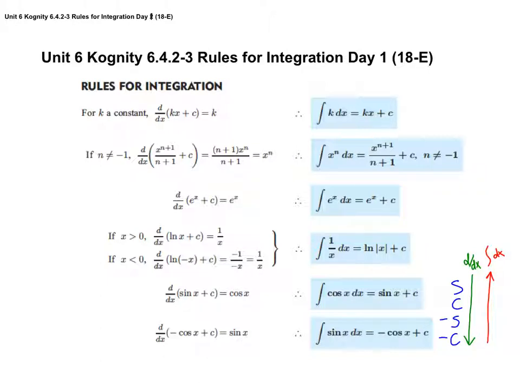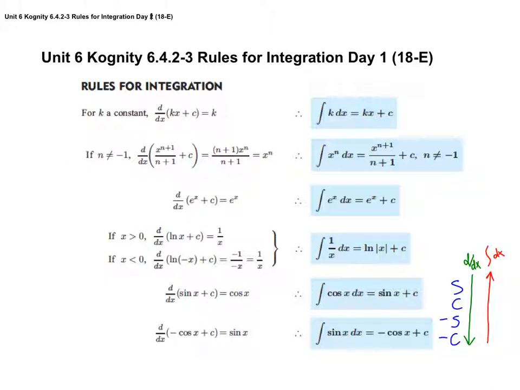But this applies to other things as well. For example, e to the x. The derivative of e to the x is e to the x. So guess what the integral of e to the x is? E to the x plus c. Plus c, guys. Okay, plus c. The derivative of the natural log is 1 over x. Therefore, the integral of 1 over x is natural log of x plus c.